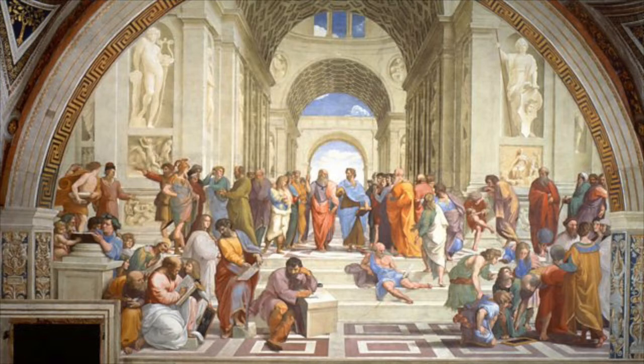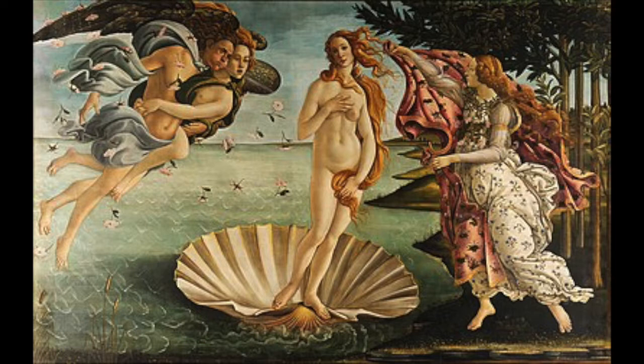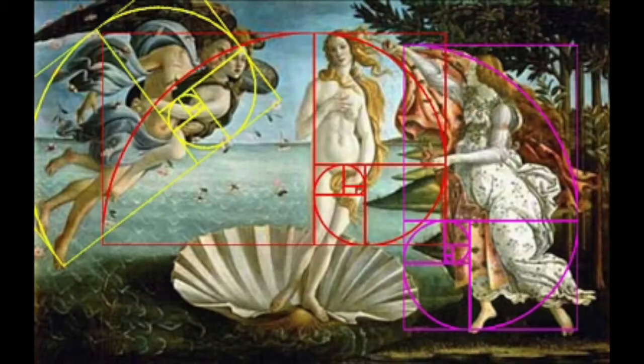Now we're going to be going through some examples of mathematics in various paintings. This is The School of Athens by Raphael. Here we can see various golden rectangles between the archway and people, dividing them perfectly. This is The Birth of Venus by Sandro Botticelli. In this painting, we can see how each of the subjects perfectly fits their own golden spiral.